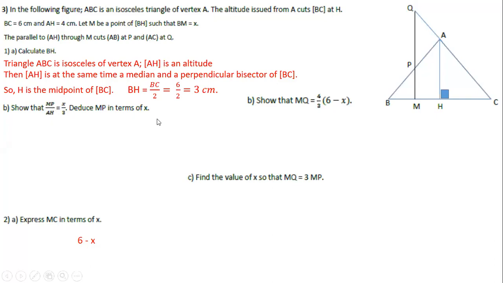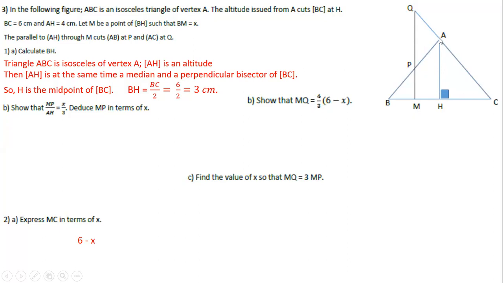So here we have a fraction, MP over AH is equal to X over 3. How can I show that MP over AH is equal to X over 3? What should we use here? How are MP and AH? Parallel. So MP is parallel to AH.